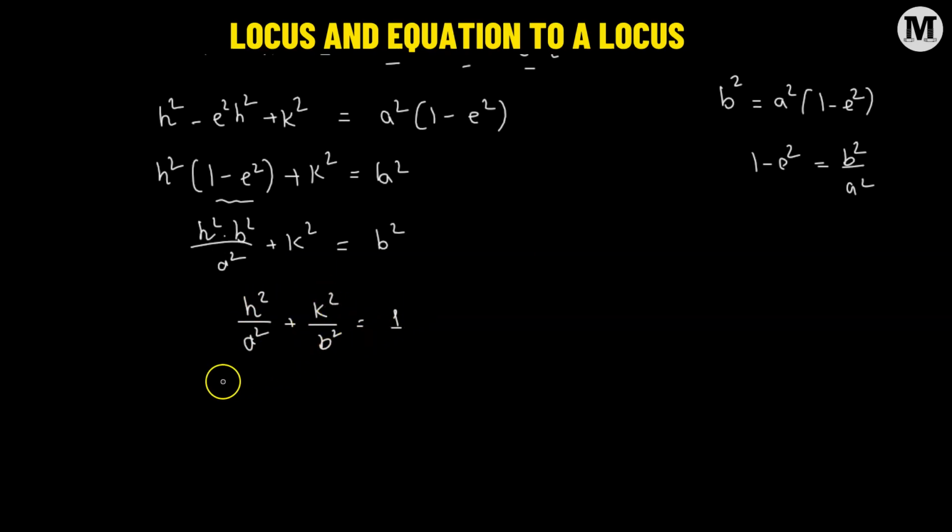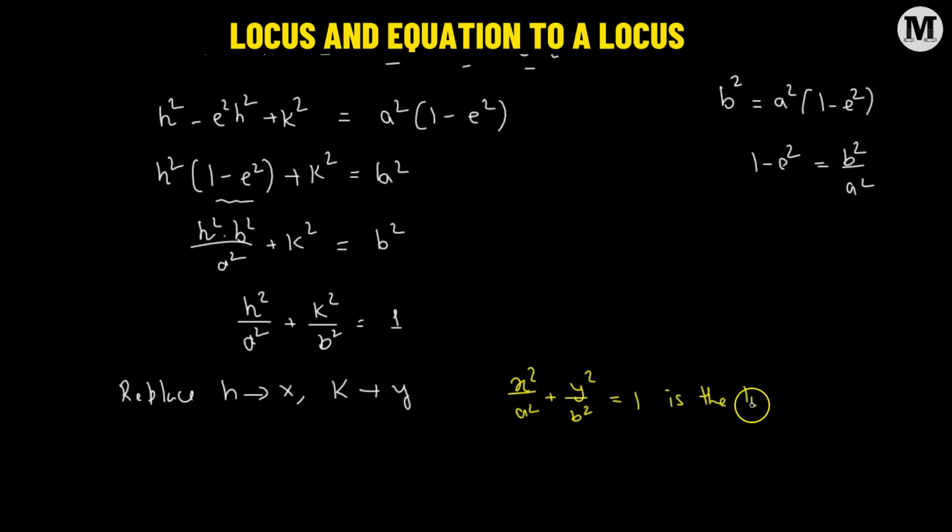equal to 1. Now what we'll do, we're going to replace the value of h with x and the value of k with y, and that's going to give us the locus of the point. So we now get x squared over a squared plus y squared over b squared equals 1. So this is the locus of the point P.